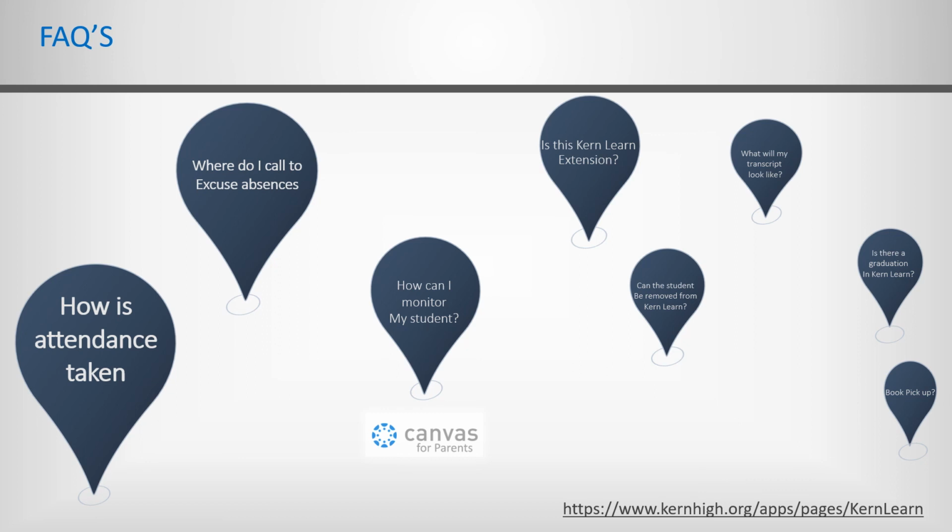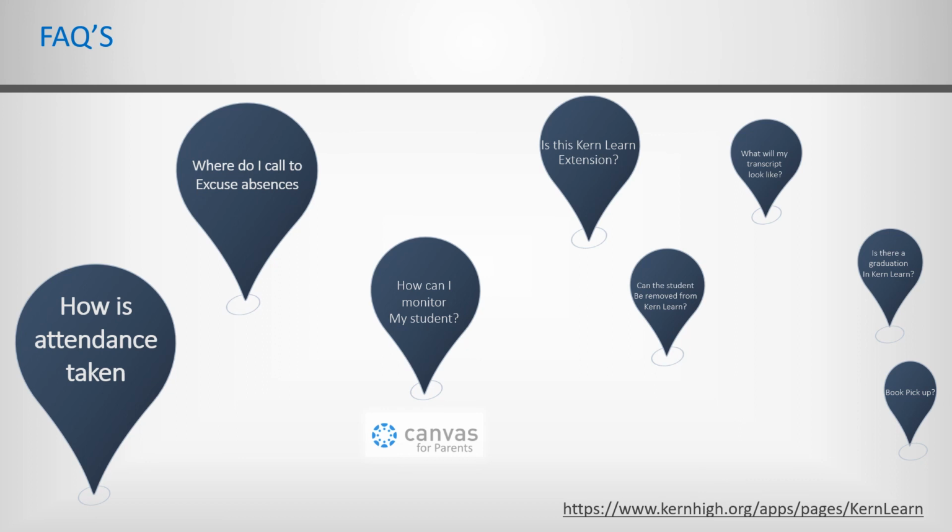What will the transcript look like? Once the semester is over, all the classes that the student is taking through Kern will appear under their home school transcript, meaning that the transcript will show that the student completed those classes at their home school and not Kern. Is there a graduation in Kern? There is no graduation in our program. However, students can participate in graduation at their home school.